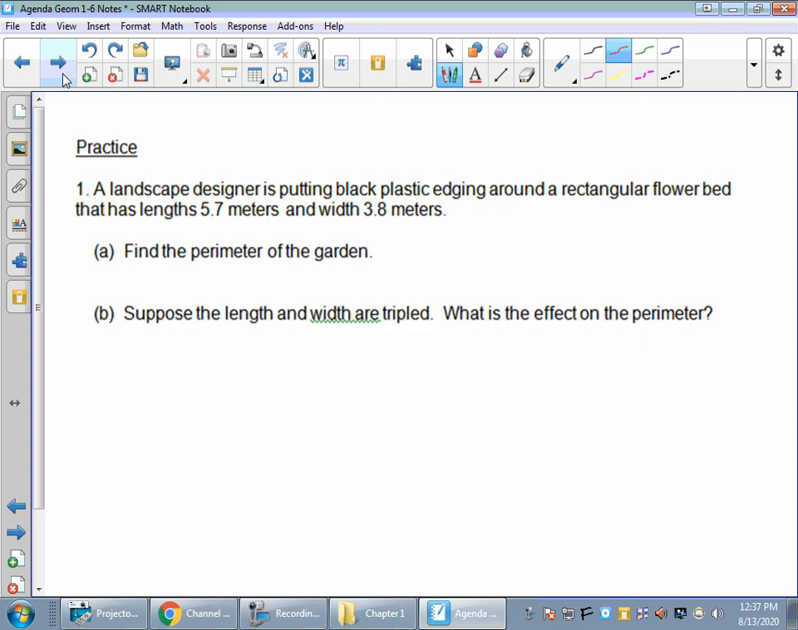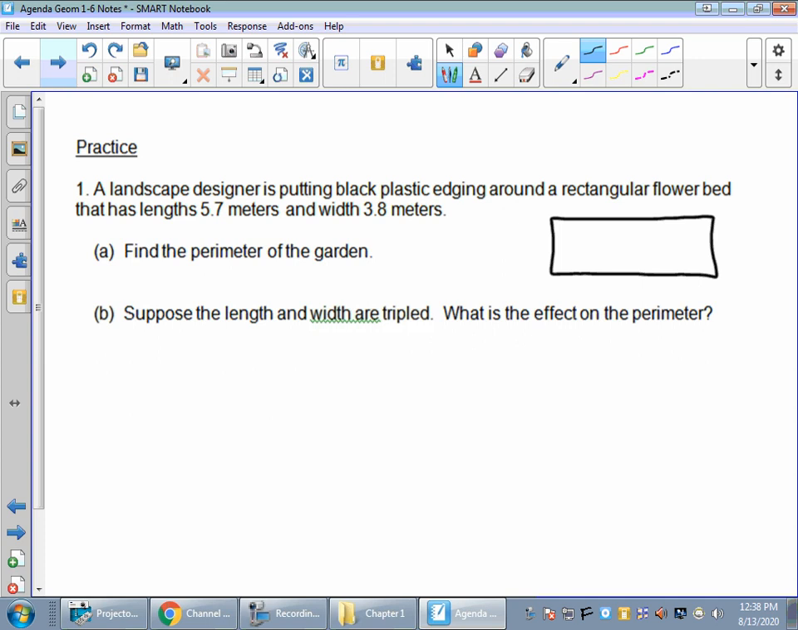A landscape designer is putting black plastic edging around a rectangular flower bed that has a length of 5.7 and a width of 3.8. So the question here is, find the perimeter of the garden. All right, so let's just draw a little diagram here. That always helps if we make a little diagram of the garden. It's going to be a rectangle. So we know it's rectangular, so let's just draw a little rectangle here.